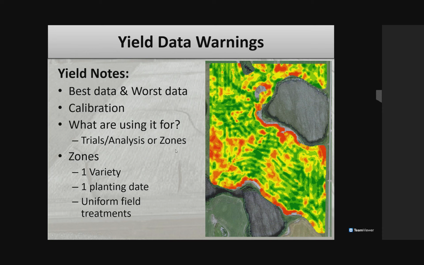Last item here that I got for building management zones and with the merging data together here, especially with yield. Yield can be your best data. It can be your worst data. And what happens there is like 2019, if you only got partial parts of the field harvested, it's probably not going to be the best data to put together for management zones.